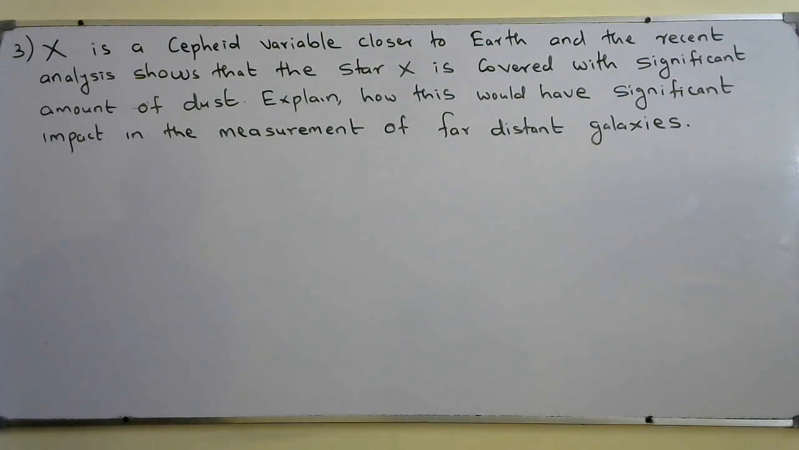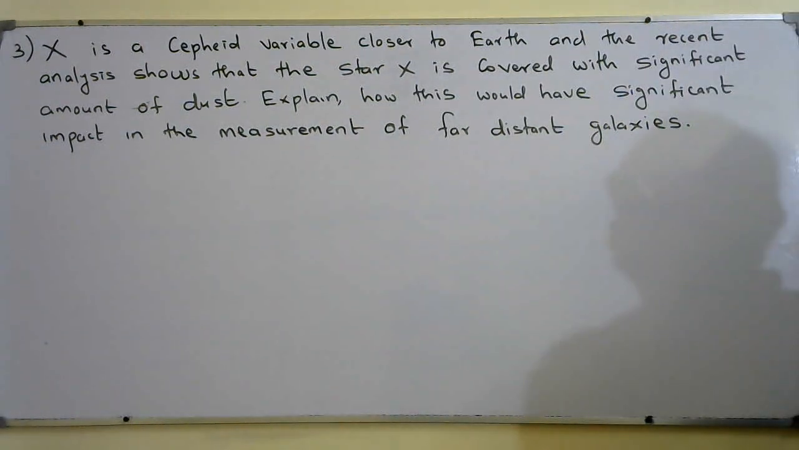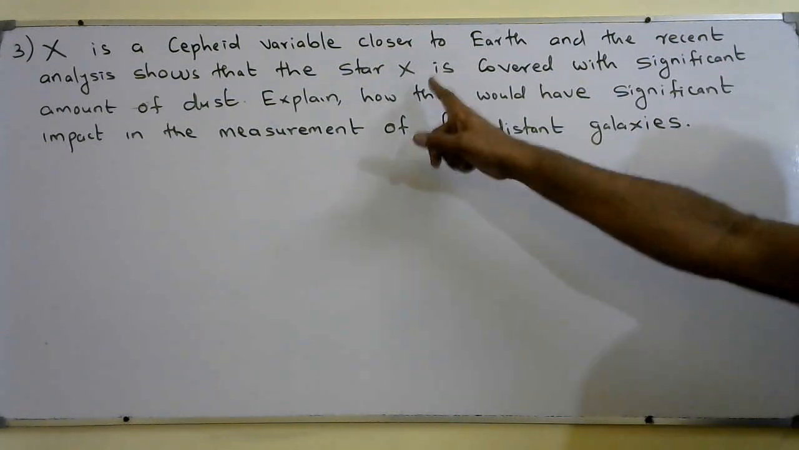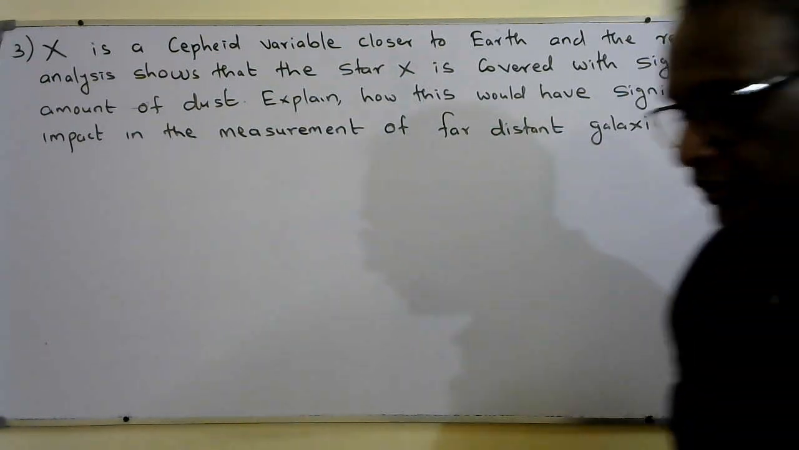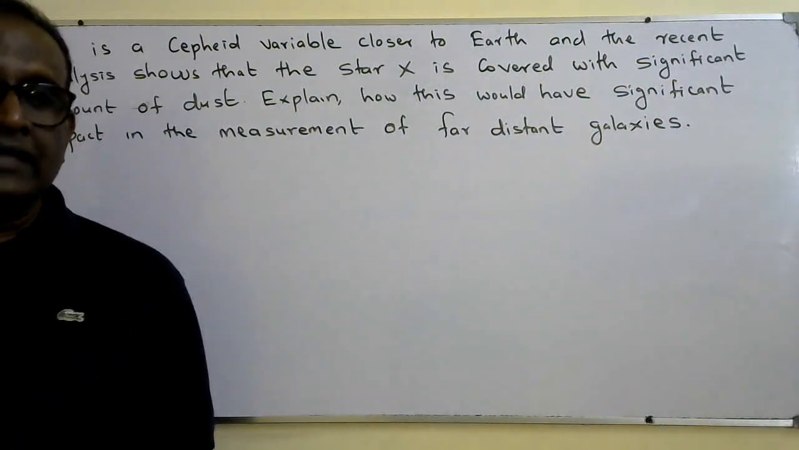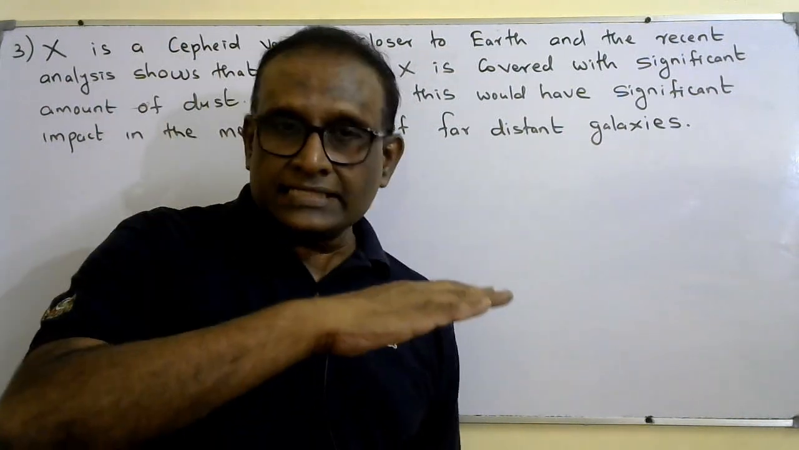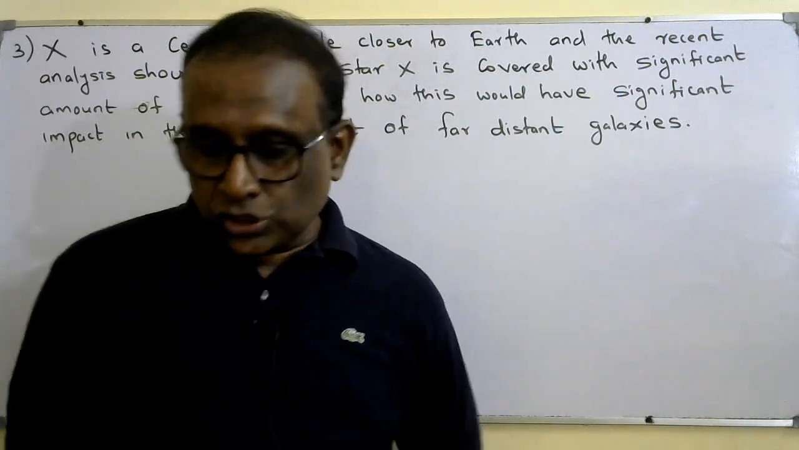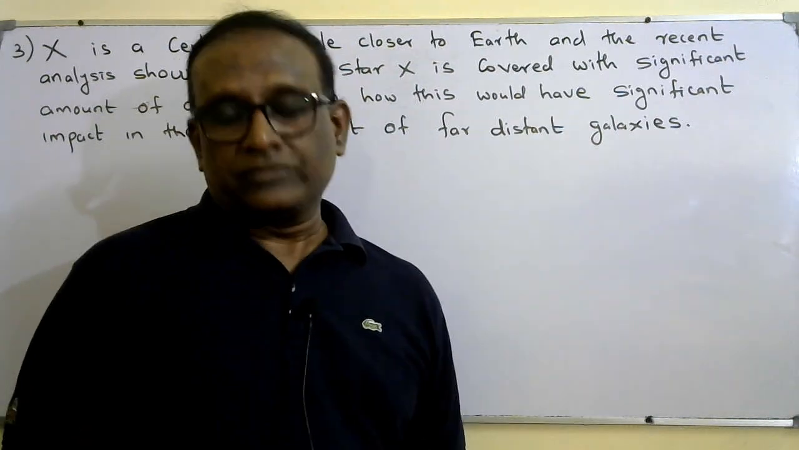Okay, third question. Capital X is a Cepheid variable closer to Earth, and recent analysis shows that the star X, the Cepheid variable X, is covered with a significant amount of dust. Explain how this would have a significant impact on the measurement of far distance galaxies. Okay, so we are using X as one of the data points to plot a graph of luminosity against time period. So we use this as one of the data.